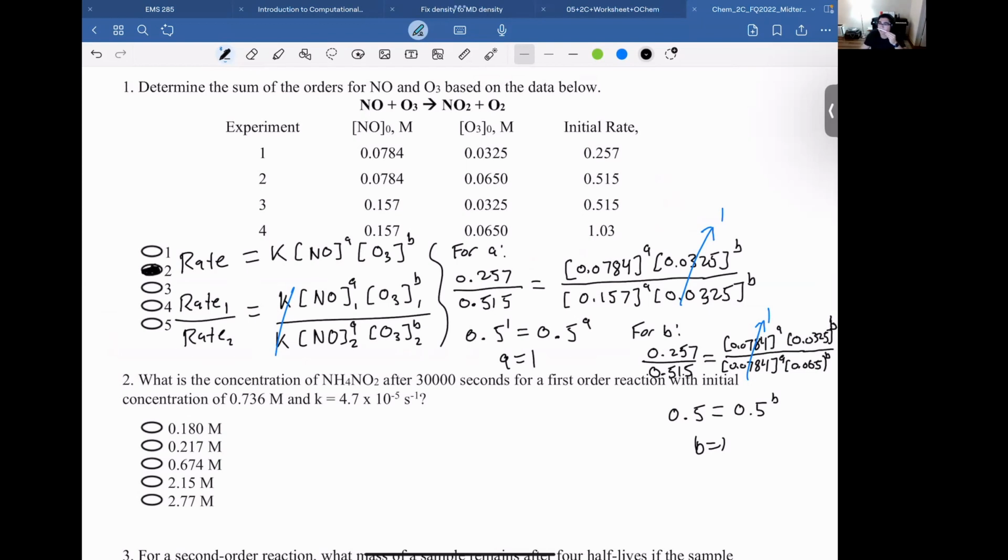Any questions on this? Let me check the chat now. I don't see any other questions for this problem. Someone asked if I can do 5 and 6 on the fall one. I can.